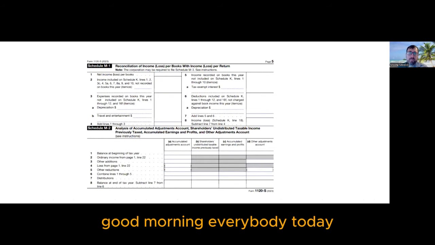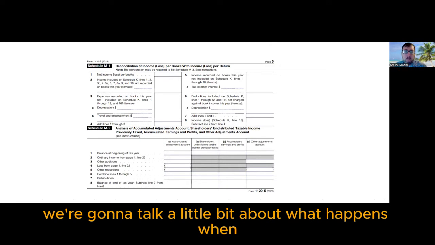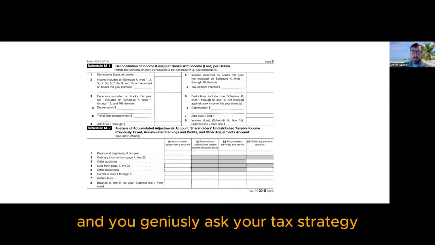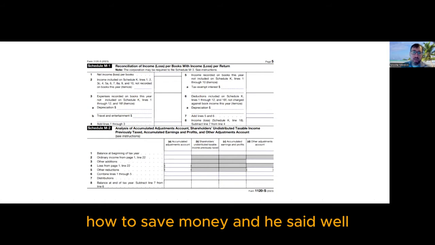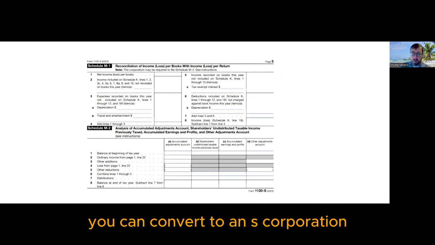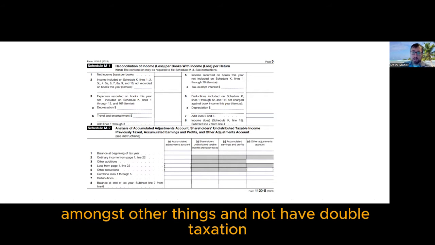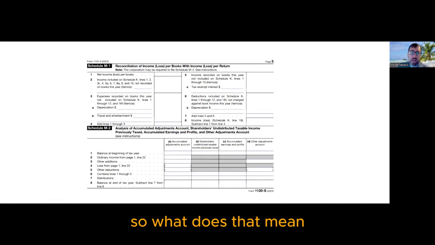Good morning, everybody. Today we're going to talk a little bit about what happens when you have a C corporation and you ask your tax strategist how to save money. And he said, well, you can convert to an S corporation and you can save on Social Security tax, amongst other things, and not have double taxation. So what does that mean?